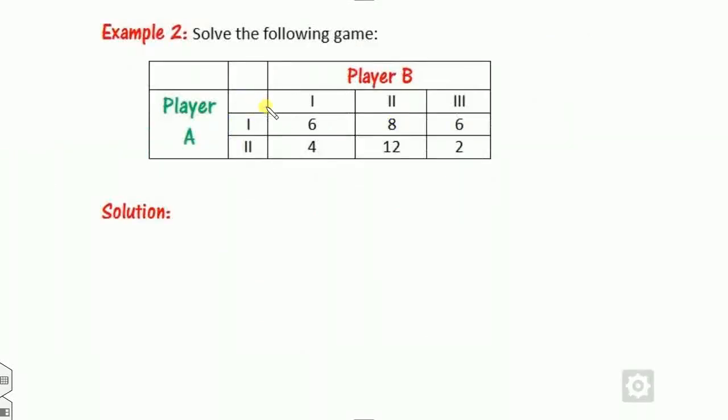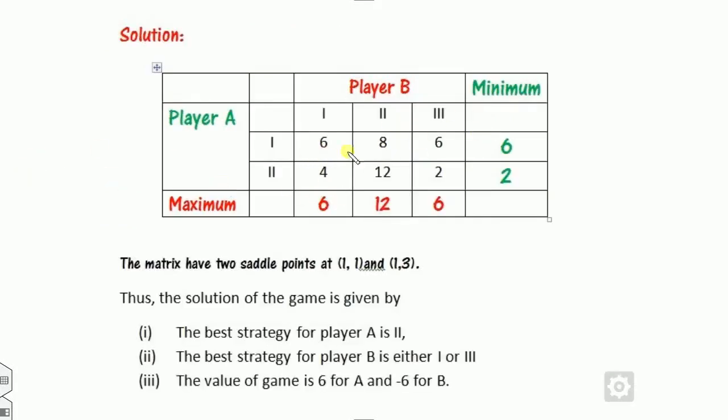Look at example number 2. I opted 2 strategies for player A, 3 strategies for player B. So find the minimum of each row and the maximum of each column. Look at that. The minimum of this is 6. The maximum of the minimums is 2 and so on. Now there are 2 minimums, so put them in a box.